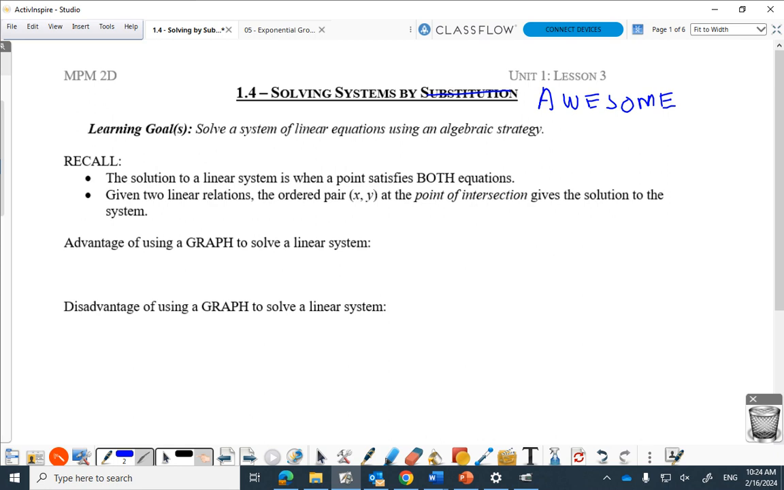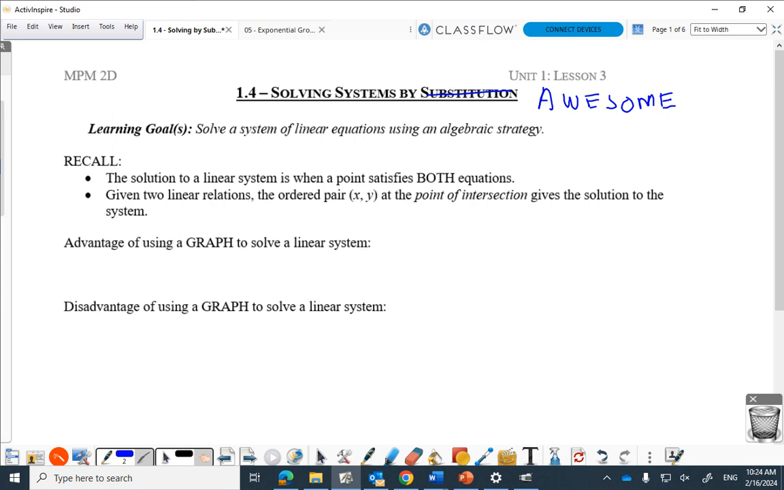So, learning goal: solving a system of linear equations by using an algebraic strategy. What's the difference? Yesterday we used a graphing strategy, and graphing has huge advantages. So if I make fun of it today, it's only because I'm teaching this today. Graphing has advantages, but solving by substitution, this is powerful stuff.